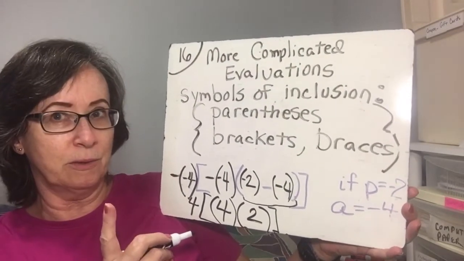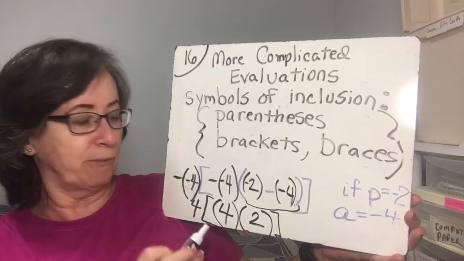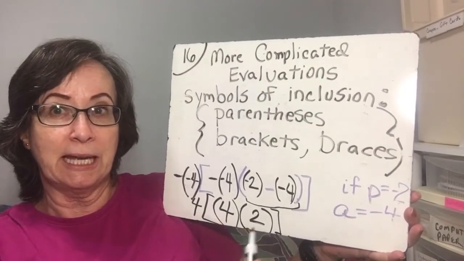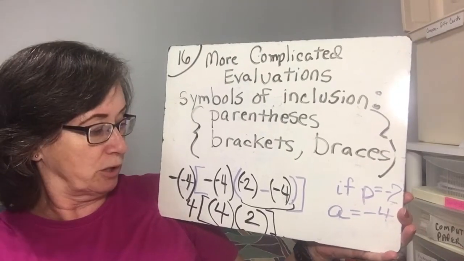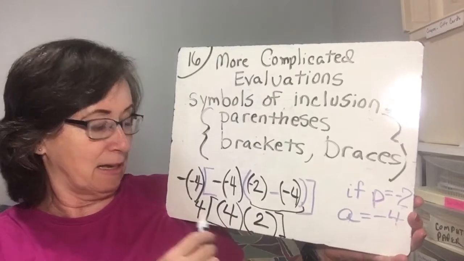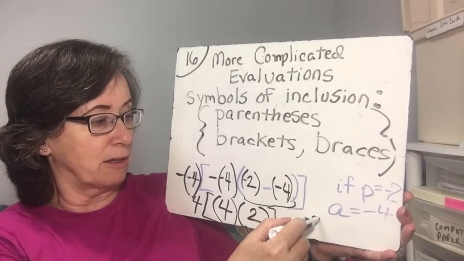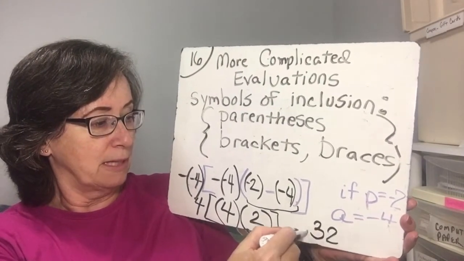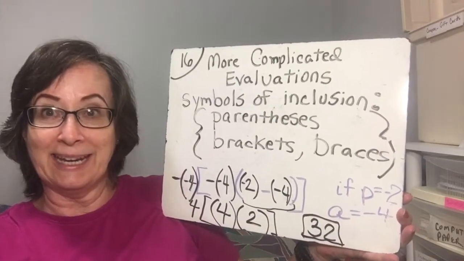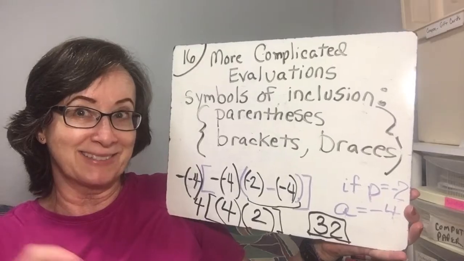So now we're still going to follow our order of operations. We're going to do these together first because they are grouped in a symbol of inclusion. So 4 times 2 is 8, and then 8 times 4 is 32. So the answer should be 32, and it is. So we got the first one right.